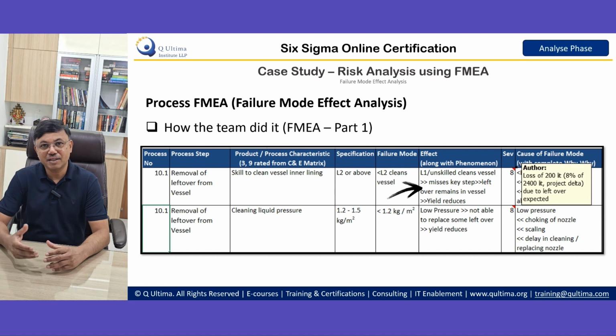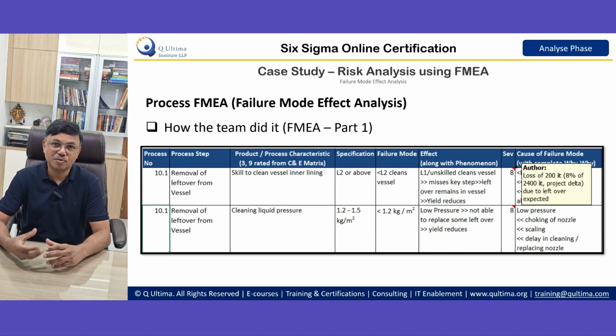Now, what can be the effect? If a person with less than L2 skill level is trying to clean, he may miss certain critical steps, and if he misses the critical steps, there will be leftover which will result in yield reduction. But how much yield reduction? The team estimated it is about 200 liters, which is 8% of the project delta, which was 2,400. And therefore, they gave the rating of 8.